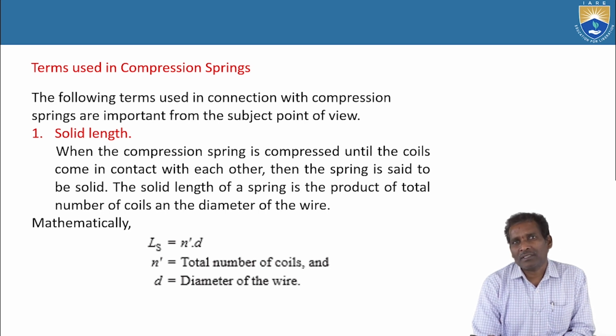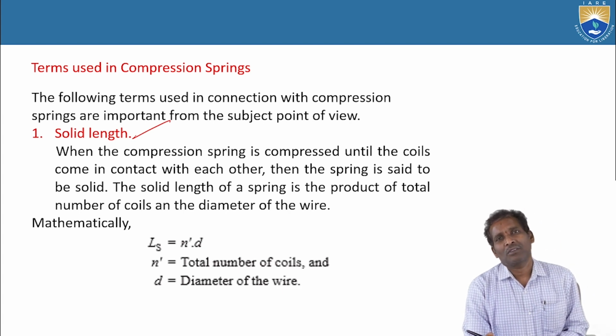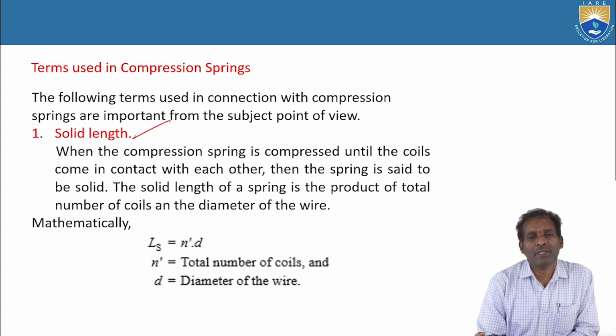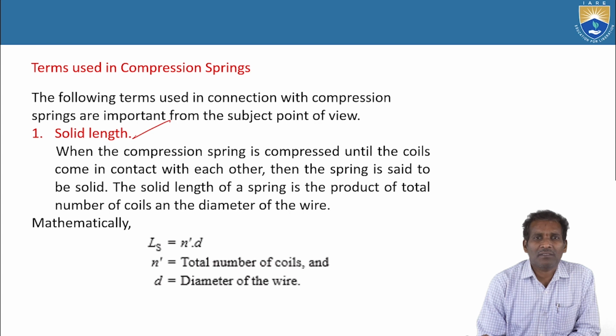So the next one is terms used in compression spring. From a design point of view, the following terms are very important. You should know these terms. First one is solid length. What do you mean by solid length? What do you mean by free length? What do you mean by pitch? These all are important nomenclature related to springs.